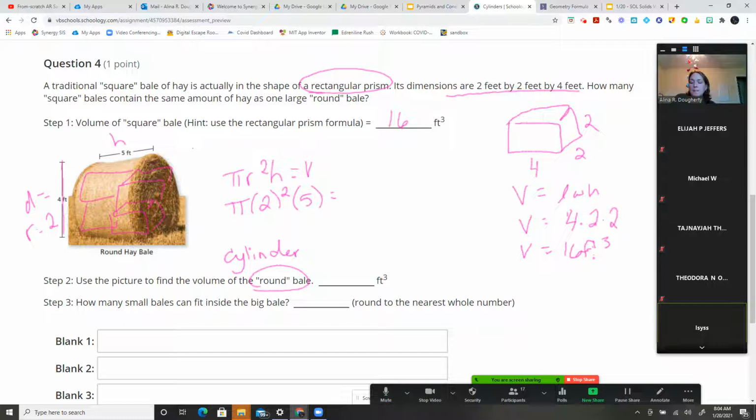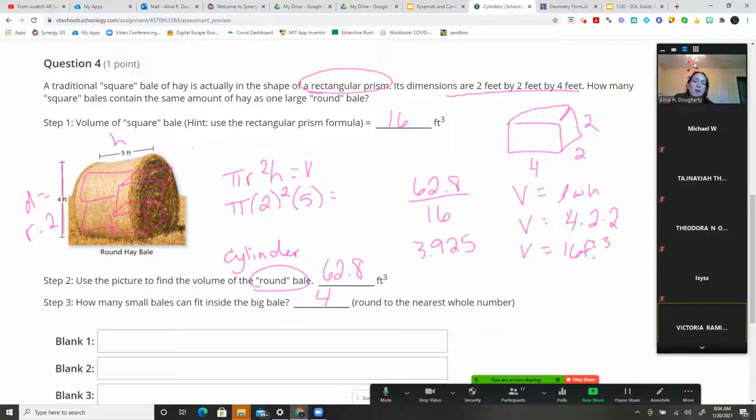Anybody? I got 62.8. Did you get that? Yeah. So how many small bales of hay fit inside the big bale? To do that, we need to divide. How many 16s are there in 62.8? 62.8 divided by 16 equals 3.925, or rounded to the nearest whole number, 4.